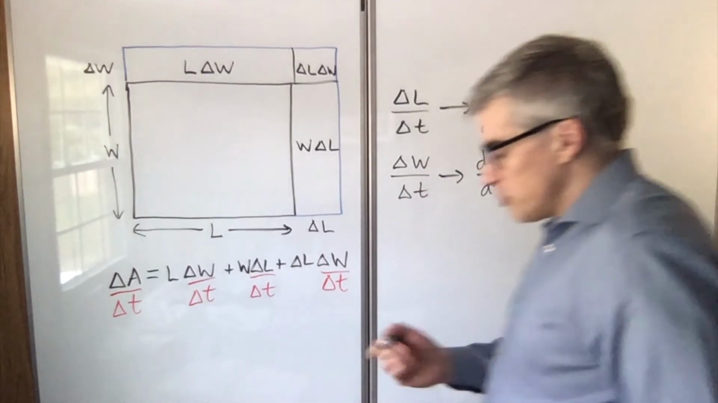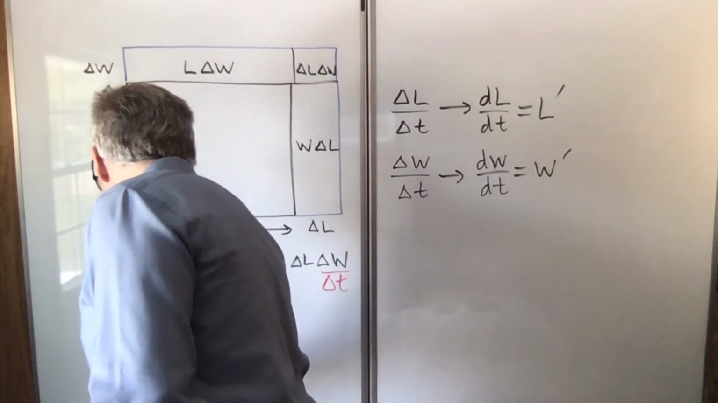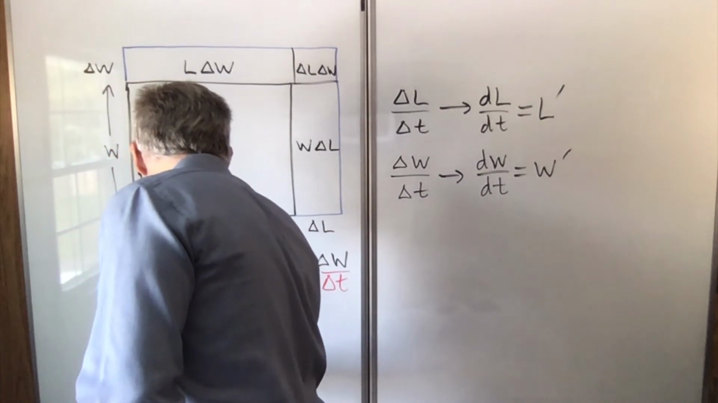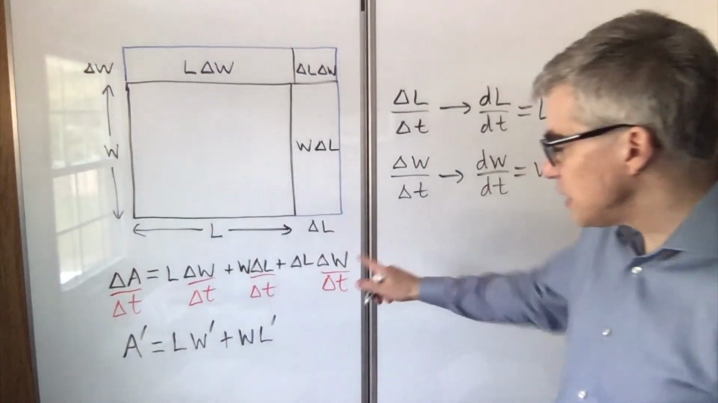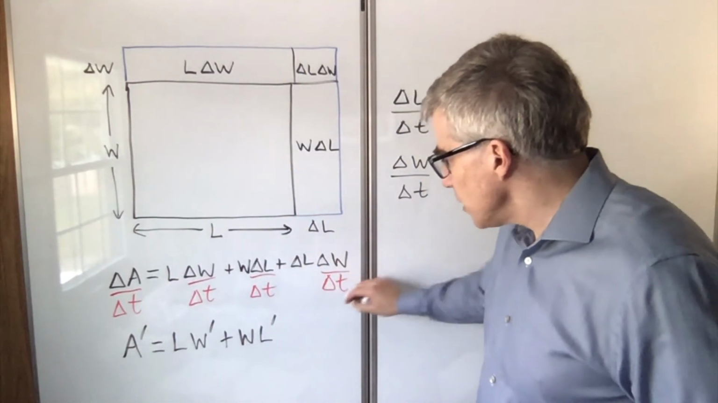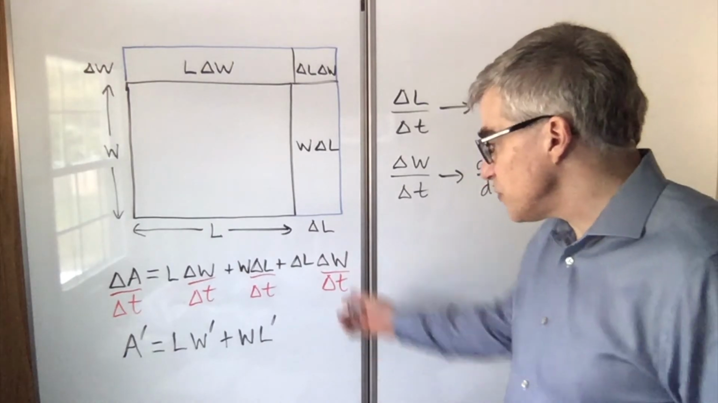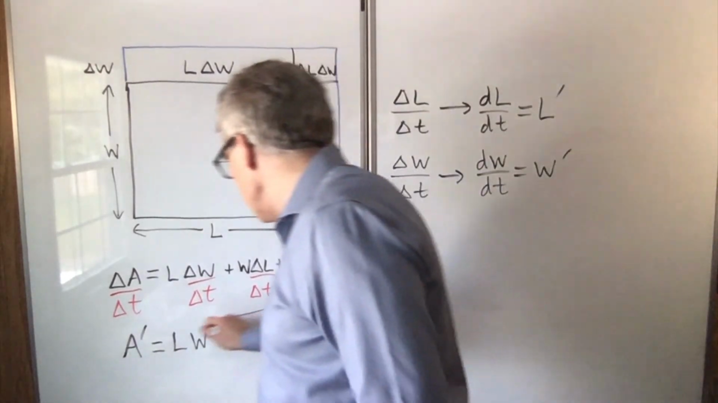All right, well, if we put that in, that means we get area prime is equal to length times width prime plus width times length prime. But if delta L went to 0 and this thing went to derivative, we got 0 times the derivative, so that's gone. And we have the product rule.